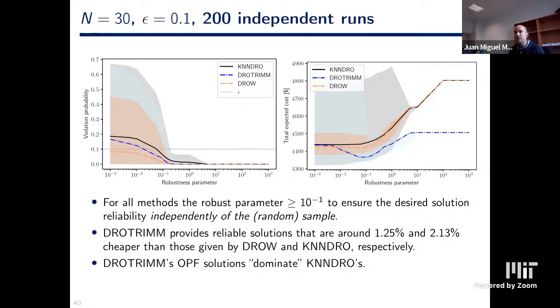And three, the solutions provided by our method dominate those of the KNDRO, both in terms of reliability. You see that our method is always below the other one, and in terms of cost, again, our method is always below the black line. Not only in terms of expectation, but also in terms of variability, as you can see.